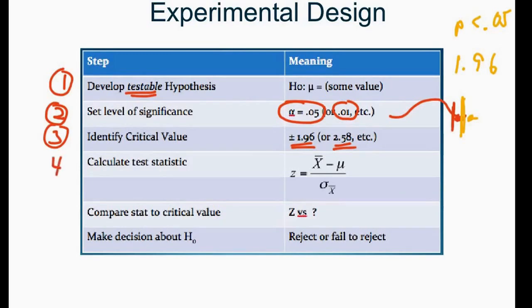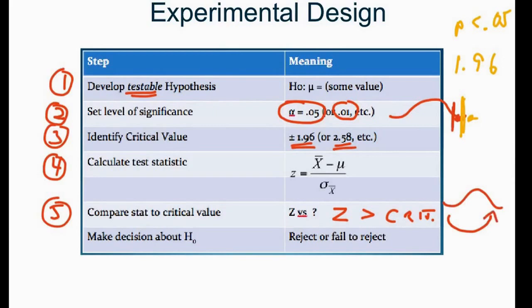Step 4 is once you've collected your data, you calculate your test statistic, in this case a z-score. And whatever your z is, you compare that in step 5 to your critical value. If your z is larger than your critical value, then you reject the null. You are further out into that extreme range. If your z falls short of that, then you fail to reject the null. So you make a decision.